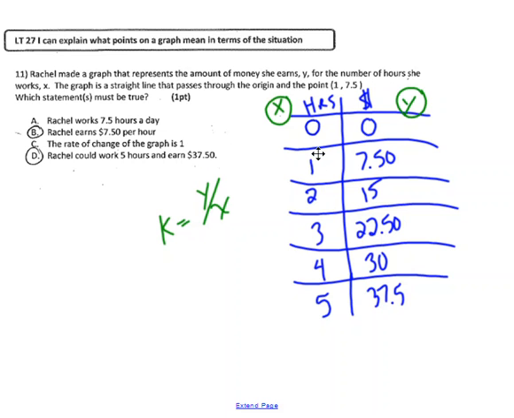And in part D, she could work 5 hours and earn $37.50. Well, this is where the table helps me out. In 5 hours, she would make that. So D was also a solution. So you had to have both of those to get that.